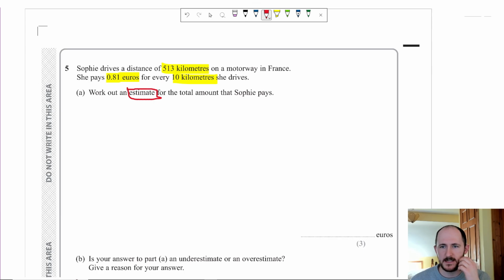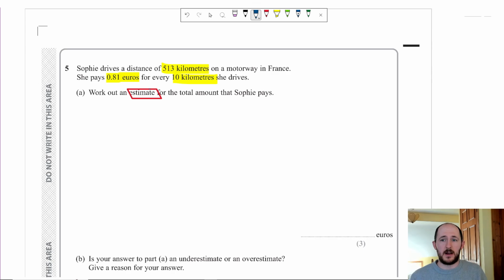The reason why I say that that's a really key word is if I work this out manually and I get the answer exactly right, I will get 0 marks. You have to round in order to get the marks here, because otherwise it's not an estimate, which means you haven't done an estimate. So if you do no rounding whatsoever, you get 0 out of 3, even if you get the answer completely right.